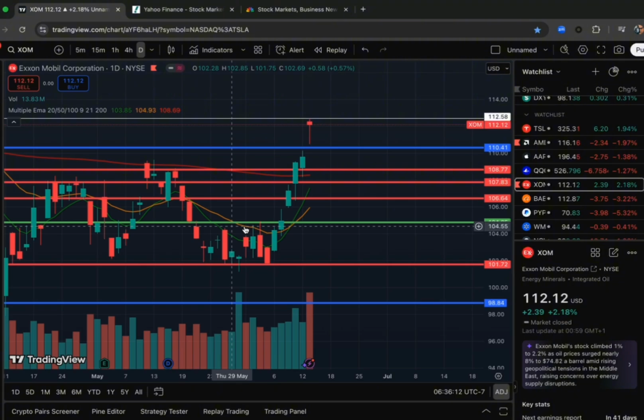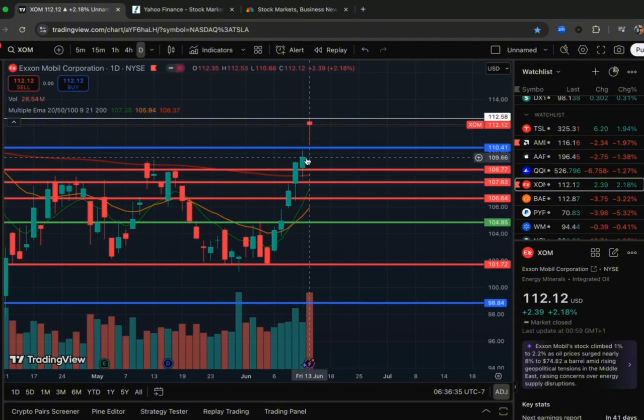Now, here I have my resistance line at 104.85 and my support at 101.72. We consolidated in here for about two weeks pretty much. We now broke out as well as seeing the golden cross. What does that mean? Opportunity to swing calls. Once again, if you're in the Discord, you saw the tab which said swing trade ideas. Exxon was in there, right?